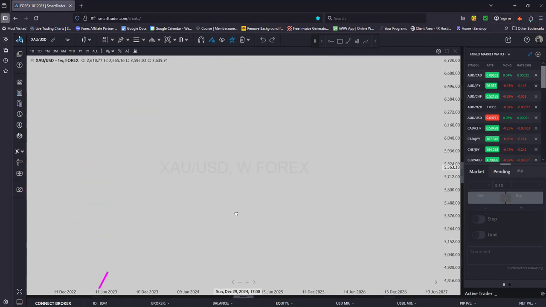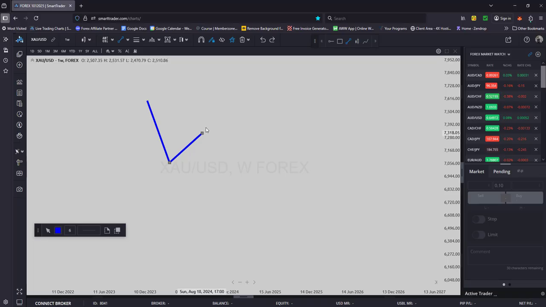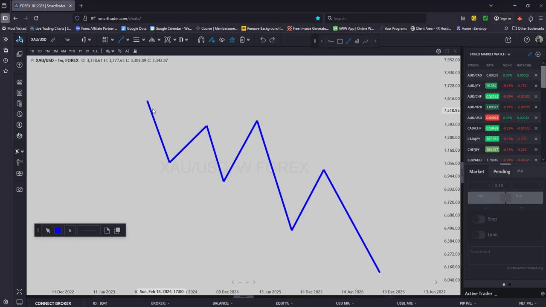Let me go here. If we have the market waving like this in a downtrend, if this is the highest point, two candles to the left, two candles to the right, this becomes our A. From here, we're going to go candle by candle until we find our first low point. This becomes our B.